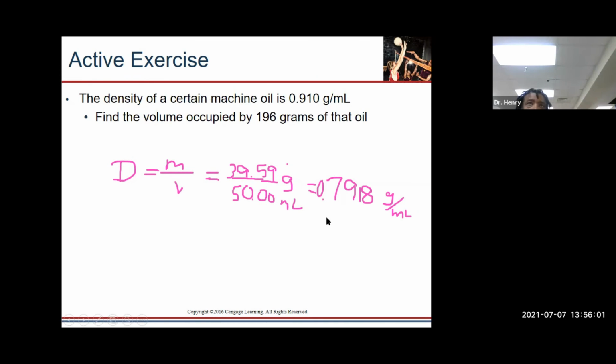Okay. So the density of a certain machine oil is 0.910 grams per milliliter. Find the volume occupied by 196 grams of that oil. So how would I do that? Could I start by using this equation again? But now I'm given density and mass. How can I solve for V?